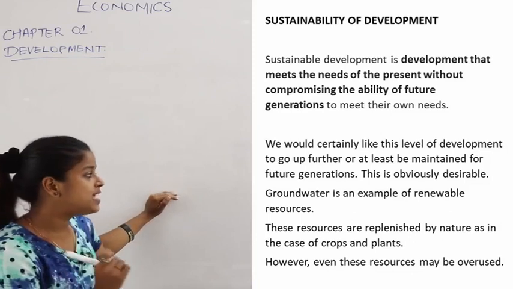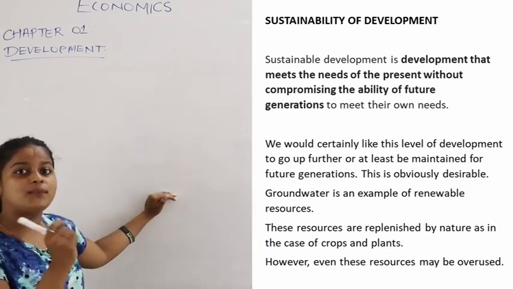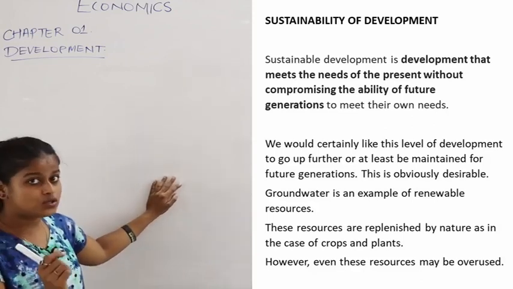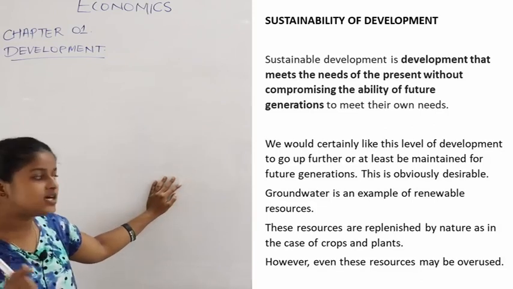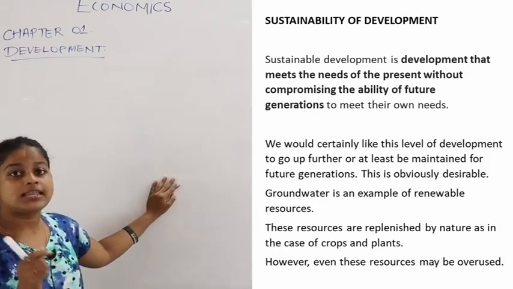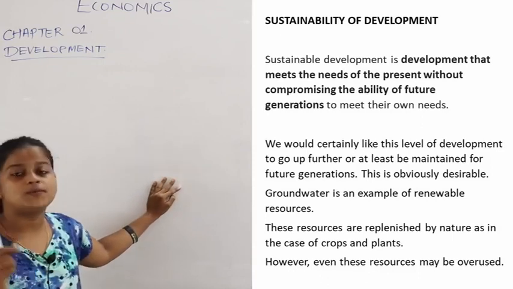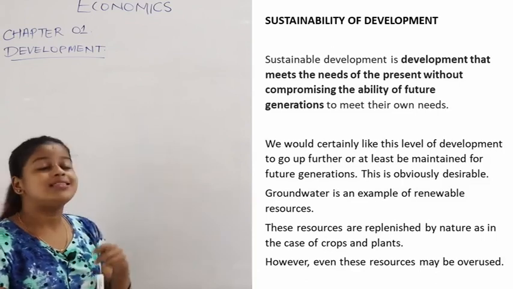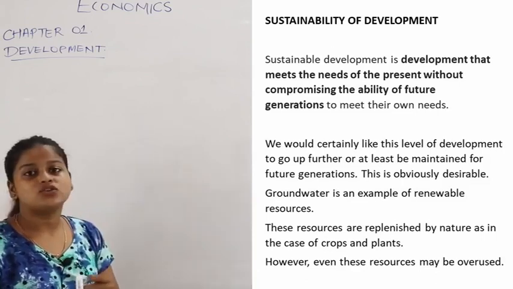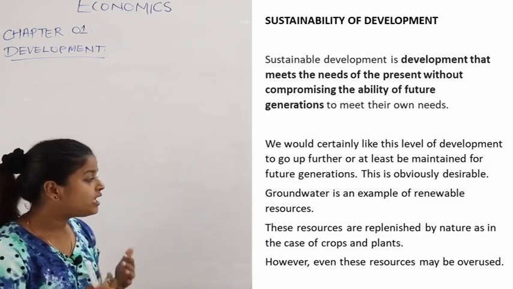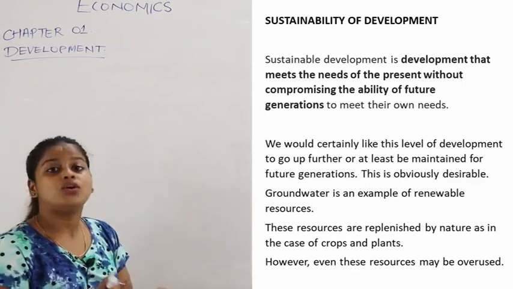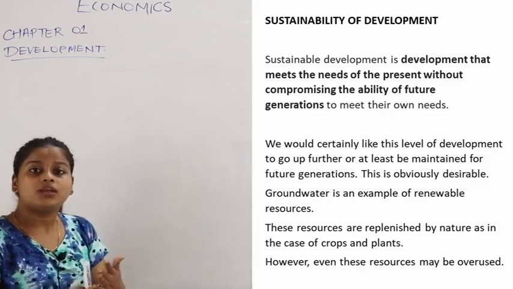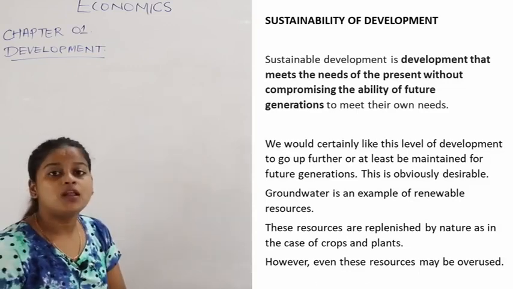Now, groundwater is an example of renewable resources. We can renew those resources, with other factors taken into consideration. These resources are replenished by nature, as in the case of crops and plants. However, even these resources may be overused. Even if we overuse these resources, we are somewhere able to renew them, as it is a renewable source of energy.